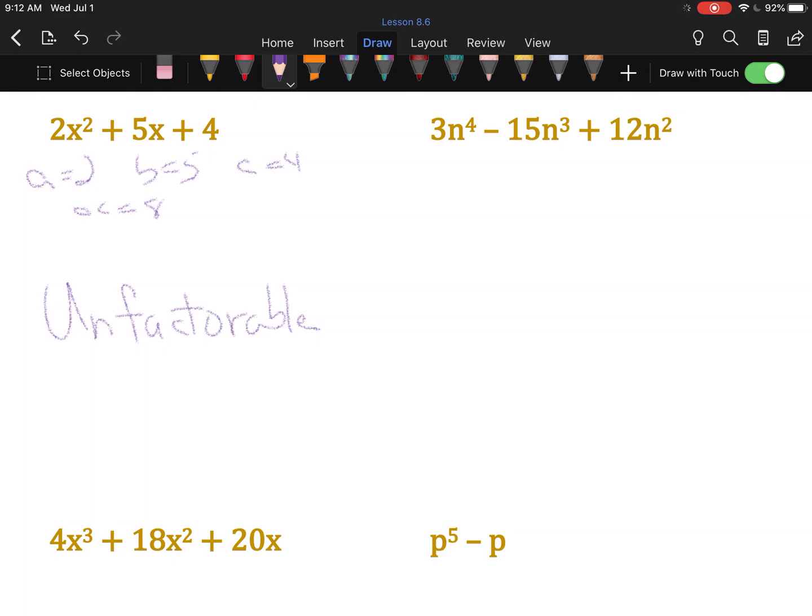Up next, if you look at 3, 15, and 12, I'm thinking 3 comes out. And they all have n's, so I'll take the smallest one, n squared, out. 3n to the 4th divided by 3n squared is n squared. 15 divided by 3 is 5. n cubed take away n squared is a single n. And 12 divided by 3 is 4. n squared take away n squared, well, they're gone now.